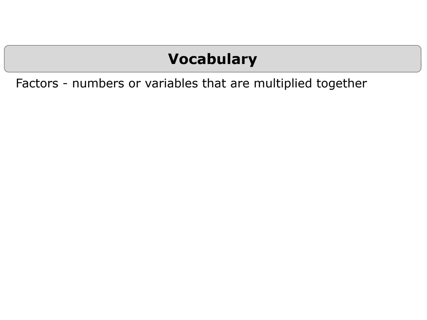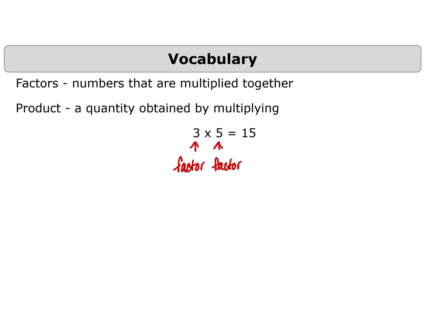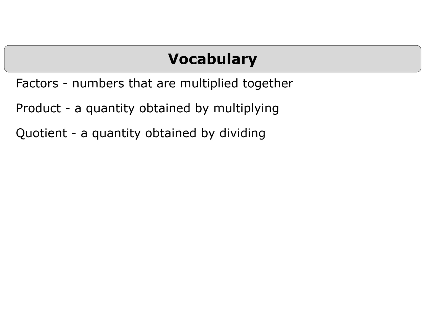Factors are numbers that are multiplied together. Products are quantities that are obtained when we multiply. For example, when we have 3 times 5 is equal to 15, 3 and 5 are factors, and 15 is the product. A quotient is an answer we get when we divide.